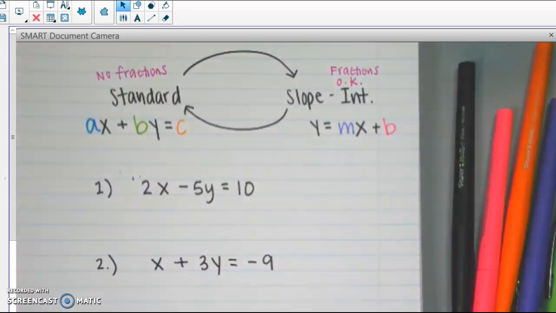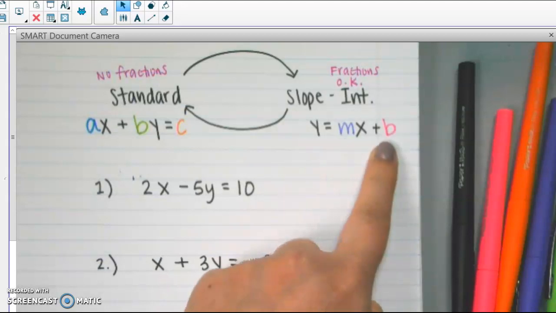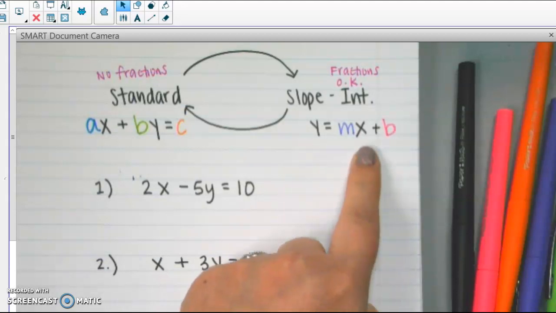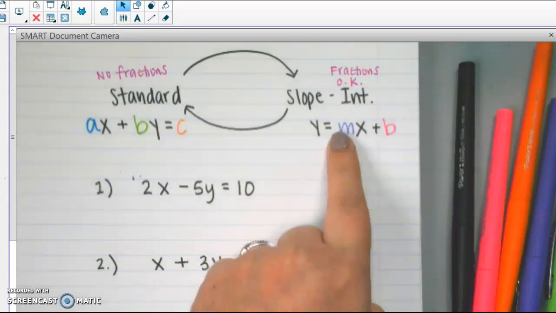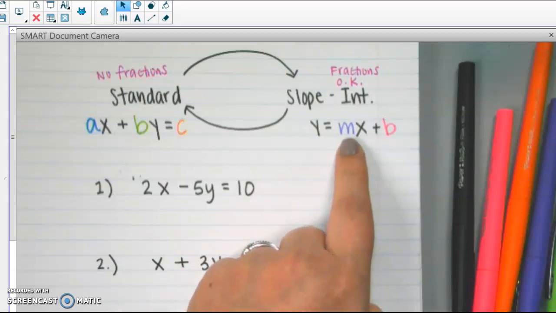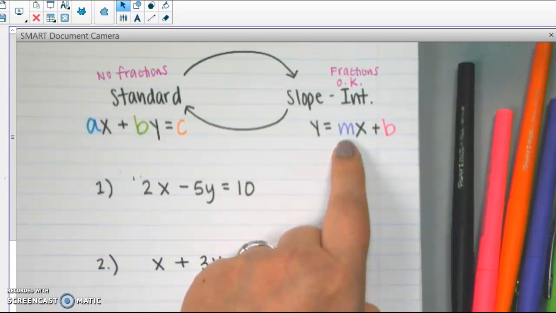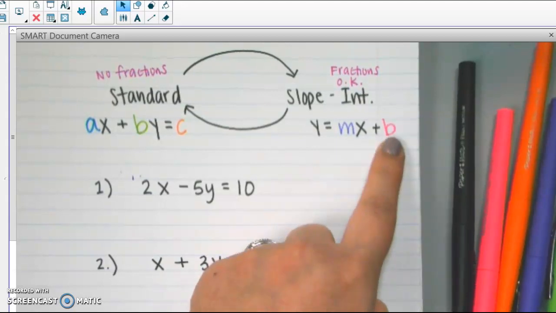Hey guys, in this video we're going to talk about how to manipulate the equation of a line to go back and forth between the standard form of a line and the slope-intercept form. Up until now, we have only been using the slope-intercept form, which is y equals mx plus b. We've noticed a lot of times we have fractions for our slope because it represents rise over run. So we're used to seeing some fractions with slope-intercept form, and we know that in slope-intercept form, you can look at the equation and tell me what the slope and the y-intercept are.